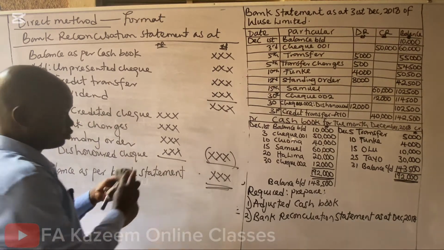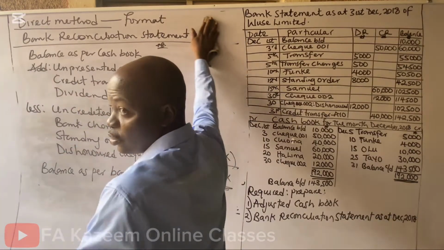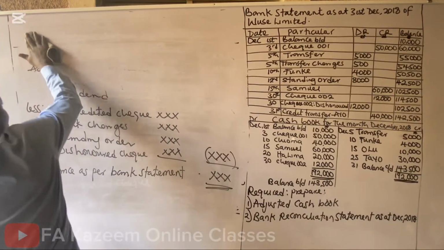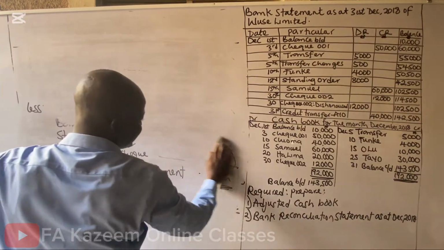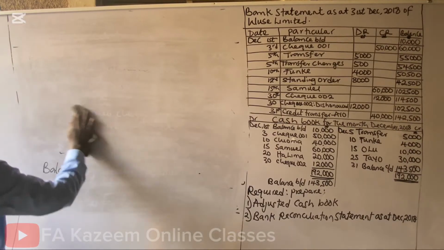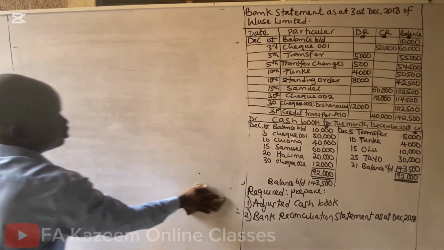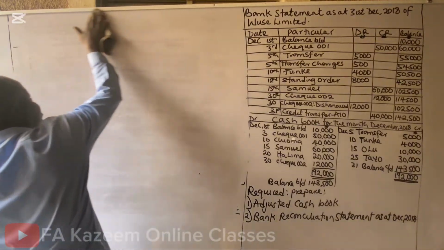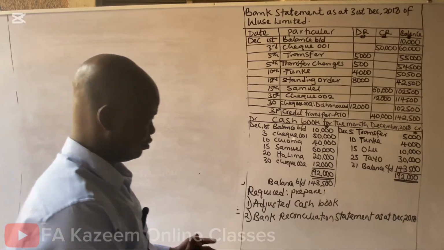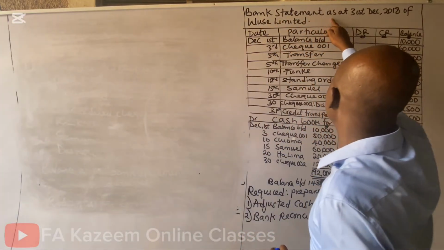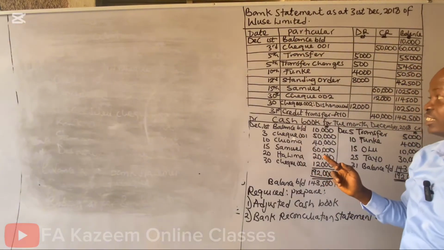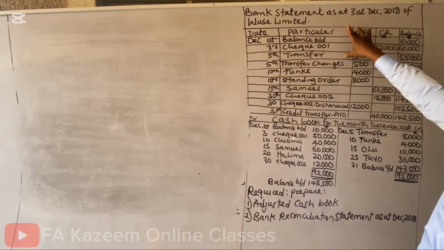Now let's look at illustration. Let's look at illustration under the indirect method. While in our next video, we'll look at illustration under the direct method and other illustrations. Now, this is bank statement as at 31st December 2018 of Wuse Limited. This is the bank statement prepared by the bank.